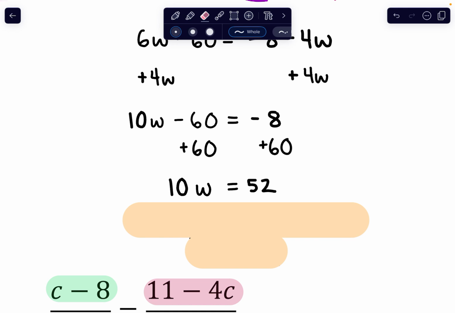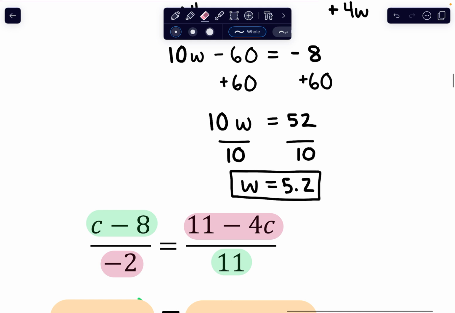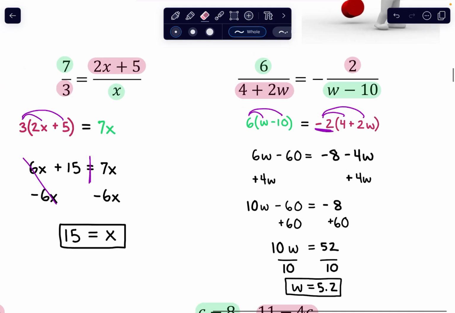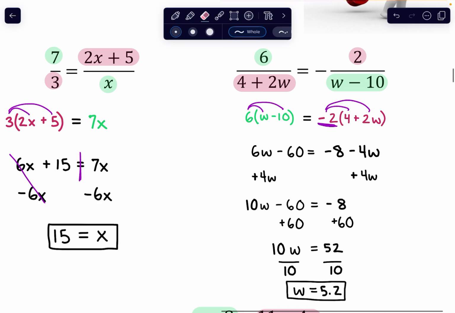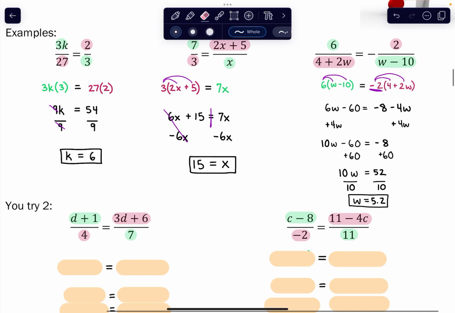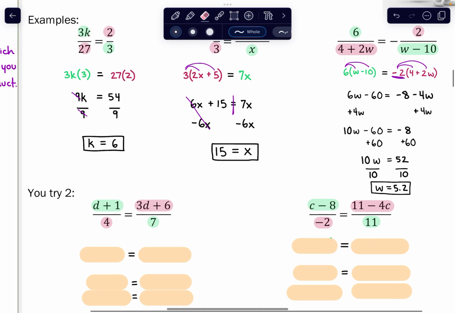negatives. Okay. Then last step, we're going to divide by 10, and we end up getting 5.2. Oh no, I got a decimal as my answer. Is that okay? Of course it is. Okay, and you could check the answer. I'm not going to take the time to do that, but you could plug in 5.2 on both sides and divide those out, and you should get the same answer.